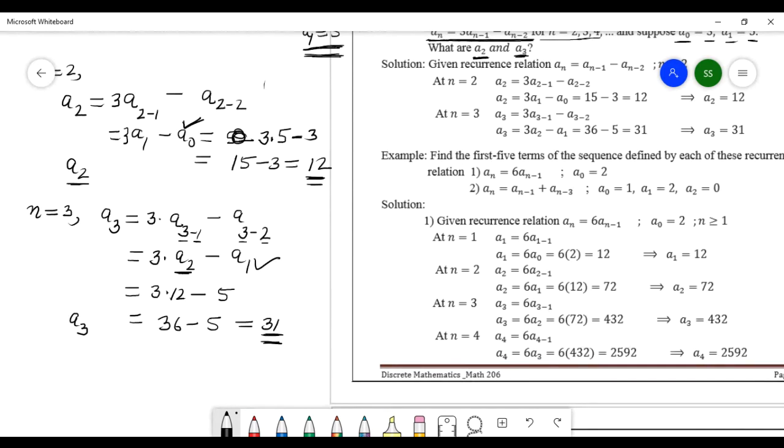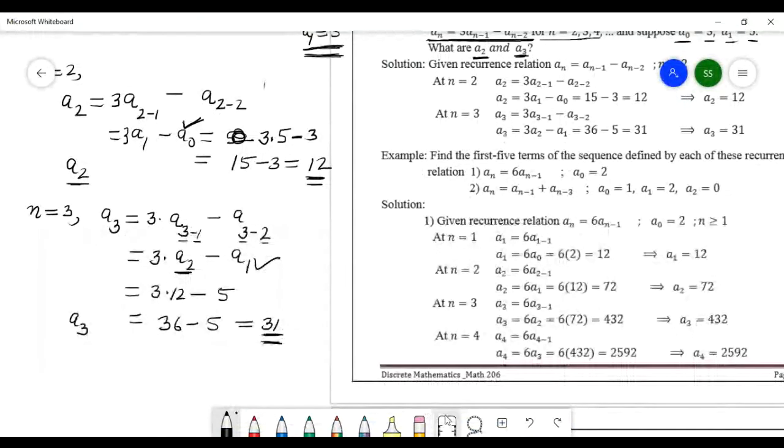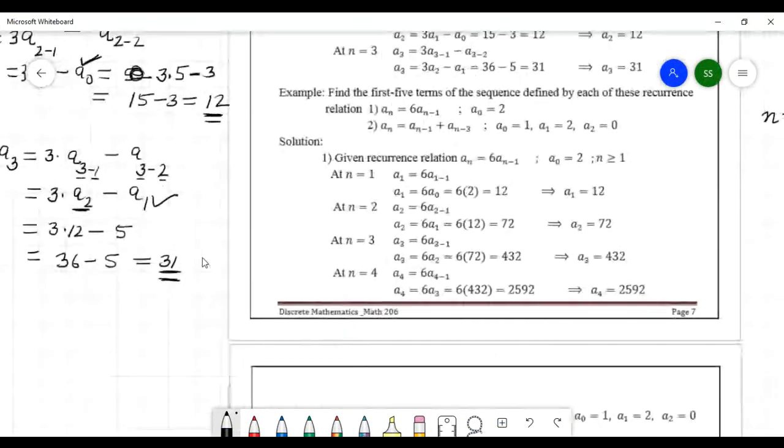Is there any problem? It's very simple. You have to put it in, very simple. Okay. Next example.